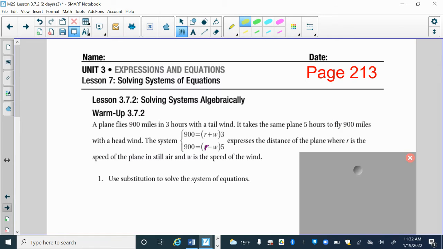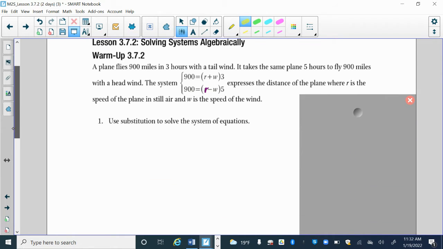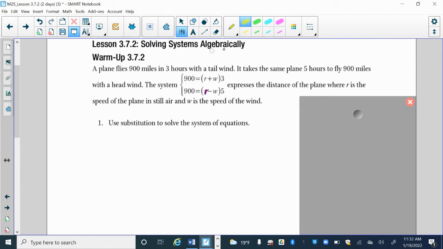So if we open up our textbook, I'm not sure if this page number is right. This is from an old document of mine, so you guys are going to have to double check. But we're looking for the warm up for section 372. Okay, and this is just review from yesterday, so we see a little bit of substitution method. So they give us a system here. It says a plane flies 900 miles in 3 hours with a tailwind. It takes the same plane 5 hours to fly 900 miles with a headwind.